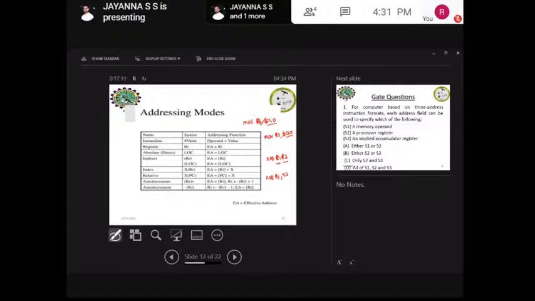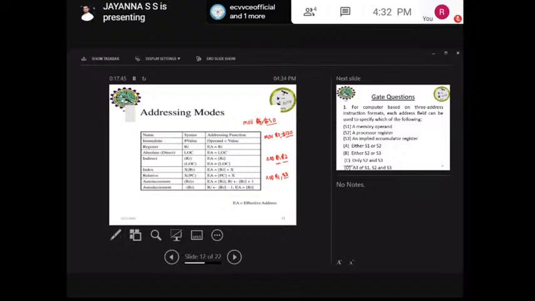Don't confuse the direct addressing mode with the immediate addressing mode. In the immediate addressing mode, we use a symbol like the hash symbol to define an immediate value. But in a direct addressing mode, we simply mention the particular address as a direct number. For example, add R1 comma 52 means 52 is an address where the data is stored. So that data is added to R1 and the result is updated into the register R1. This is a direct addressing mode.